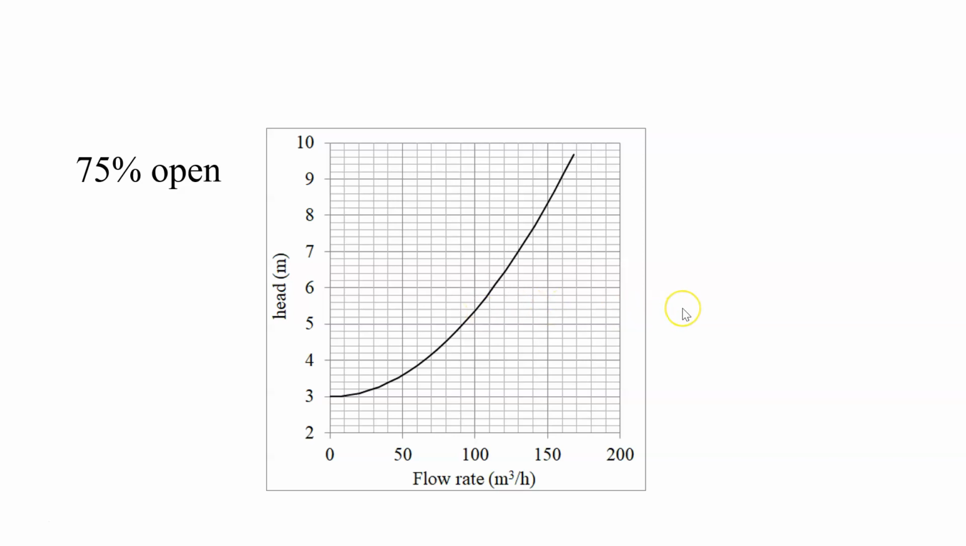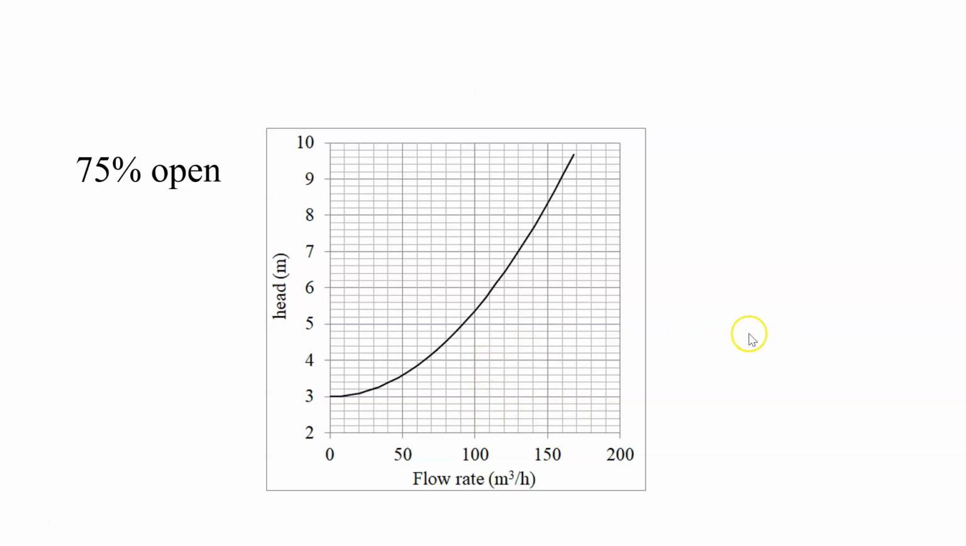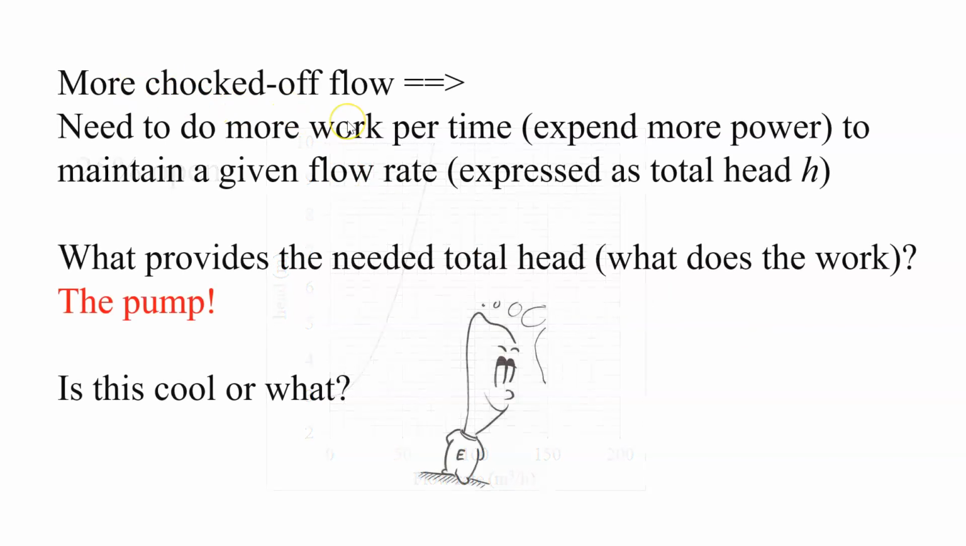What happens if you close off the valve even more? Curve gets even higher. Close it off even more. Curve gets even higher. This progression of curves, these are each a system curve for different values of the valve position. 100% open, you have to do a certain amount of work at a given flow rate. You just have to do more work when the valve is more closed. More work, more work. So that's really the message here. The more choked off the flow, that means the more work you have to do per time or per volume of fluid to maintain a given flow rate, expressed as a total head H.